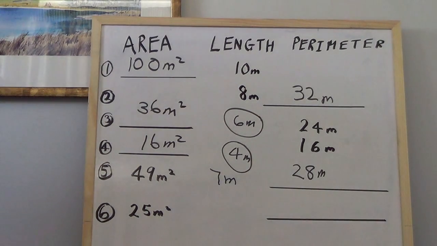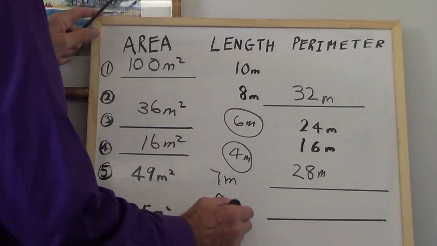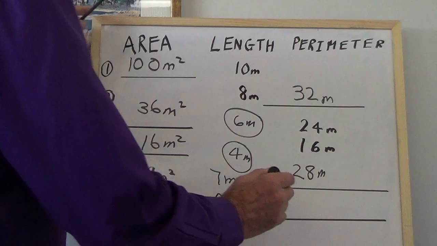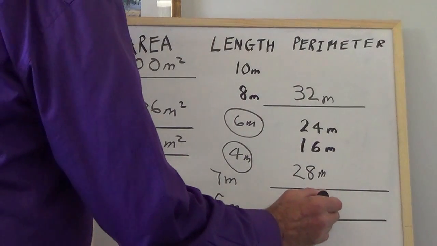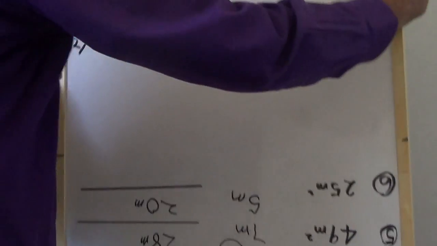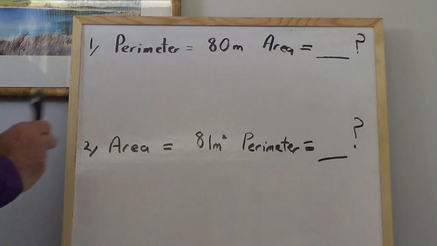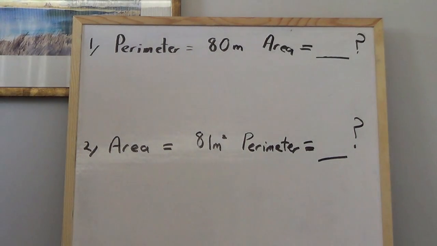Right? Do the next one. Okay. So, in your head, you take the square root of 25, which is 5. That's 5 metres for the length. Then you multiply it by 4. That's 20 metres. Okay, last thing. 2 verbal questions. I'll put them up here. The perimeter of a square is 80 metres. What's the area?